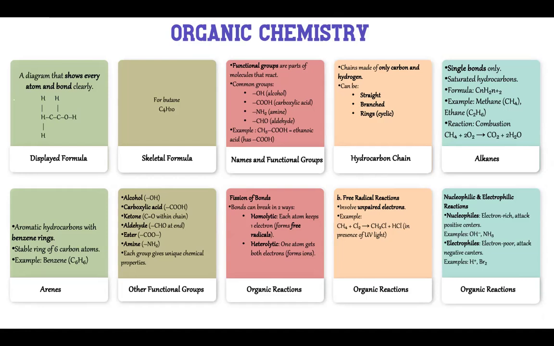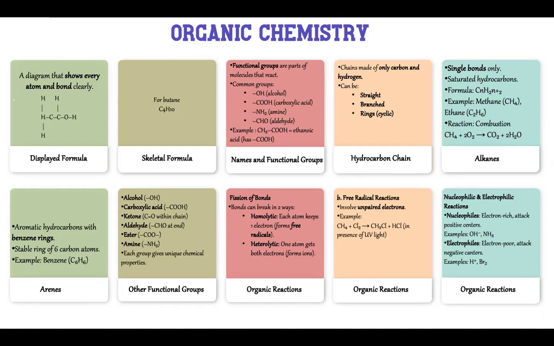And the reaction is combustion. And for organic chemistry in terms of arenes, arene is an aromatic hydrocarbon with benzene rings, a stable ring of 6 carbon atoms. Example, benzene, which is C6H6.